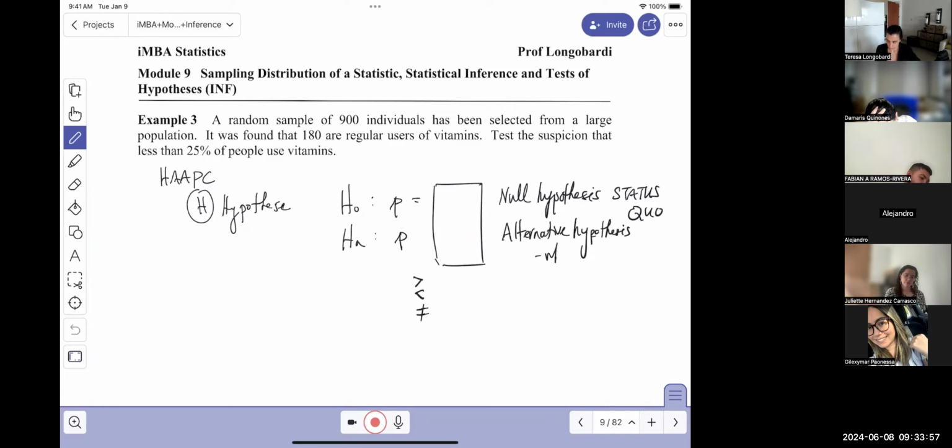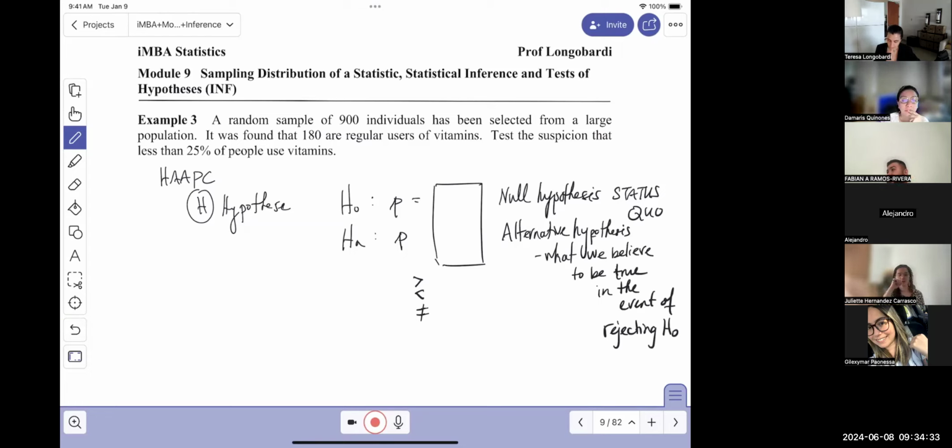In other words, what we believe to be true in the event of rejecting H naught, the null hypothesis. Okay, so if we find evidence against the null hypothesis, then we say the alternative is true. So this has to be mutually exclusive, really. It cannot include equals. It's either greater, less, or not equals.